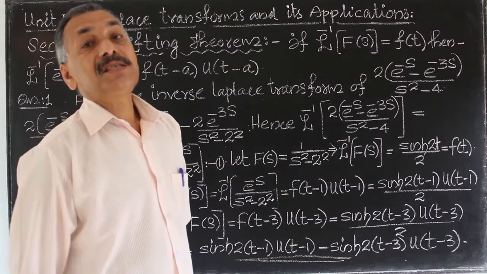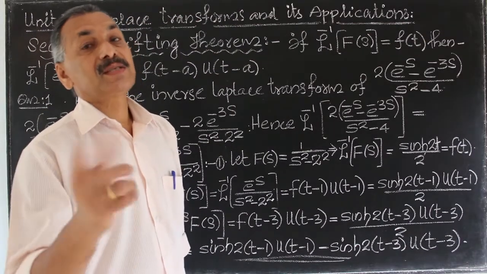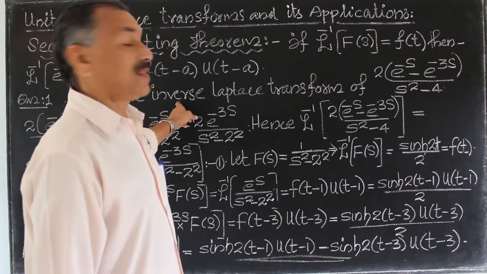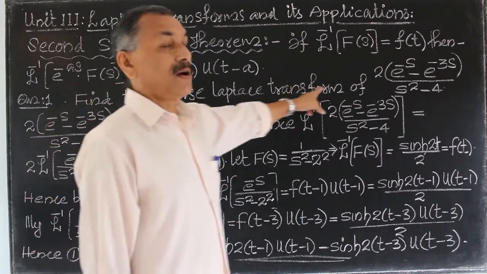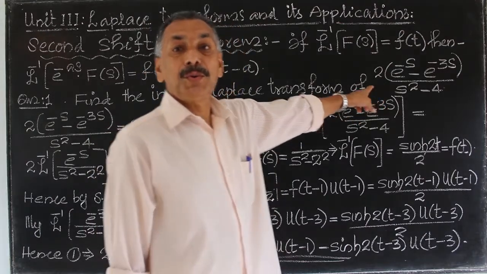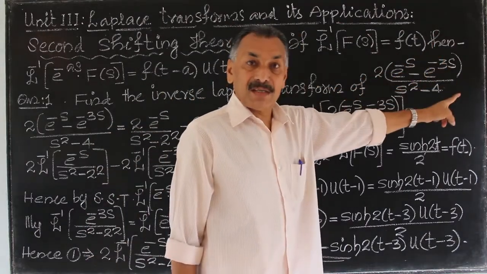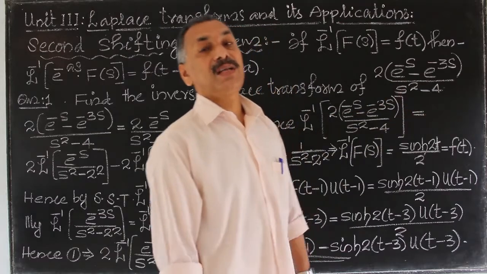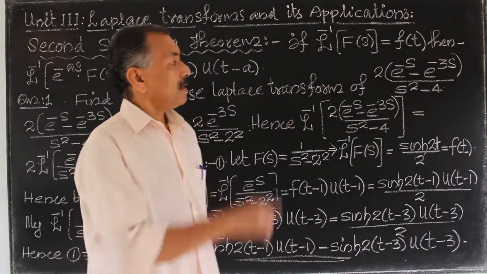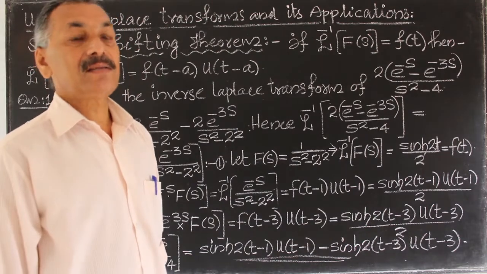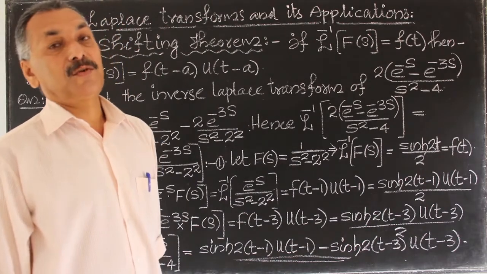Using second shifting theorem, or the application of second shifting theorem. Using second shifting theorem, find the inverse Laplace transform of 2 e raised to minus s minus e raised to minus 3s divided by s square minus 4.